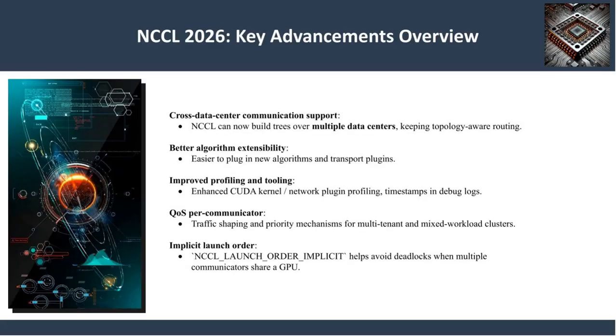NCCL 2026 introduces cross-data center communication, enabling topology-aware routing across multiple centers. It enhances algorithm extensibility, allowing easier integration of new algorithms and transport plugins. Profiling and tooling improvements include enhanced CUDA kernel profiling and debug log timestamps. Quality of service per communicator offers traffic shaping for multi-tenant clusters. Implicit launch order helps prevent deadlocks when sharing graphics processing units.